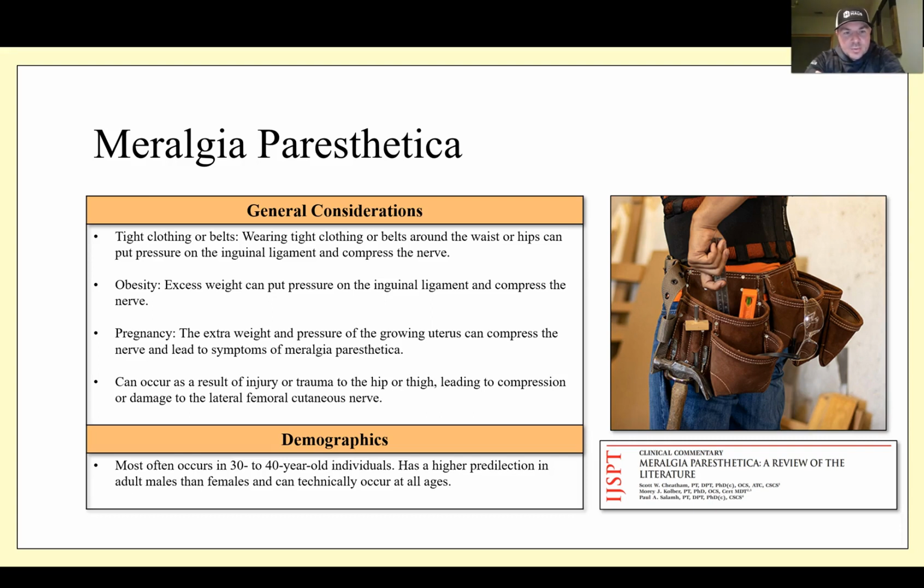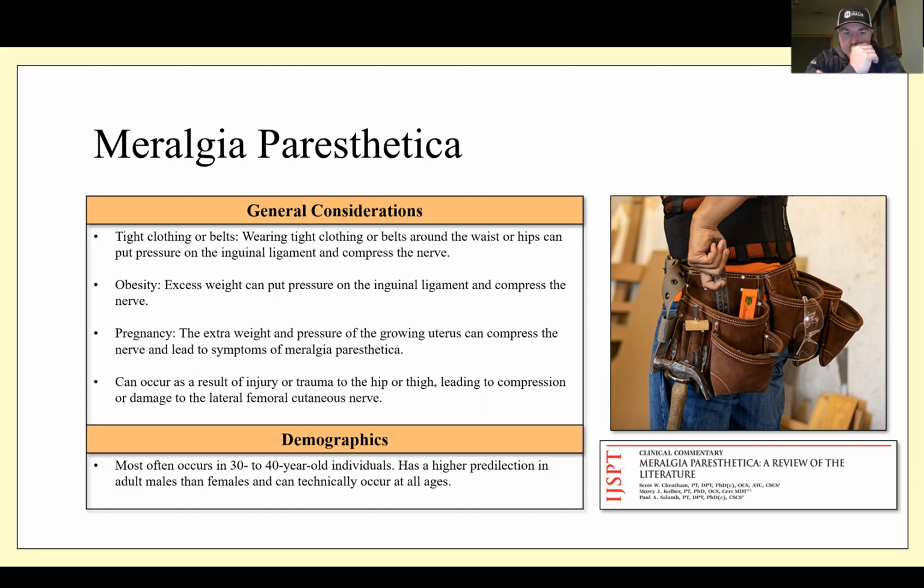Obesity, so excess weight can put pressure on the inguinal ligament. Pregnancy, the added weight and the added size of the abdominal area can also compress the nerve and lead to symptoms. And then it can result from injury or trauma to the hip or thigh, leading to compression or damage to the nerve. So if you took a direct blow to this area, there's a chance that you could have a lateral femoral cutaneous nerve injury.